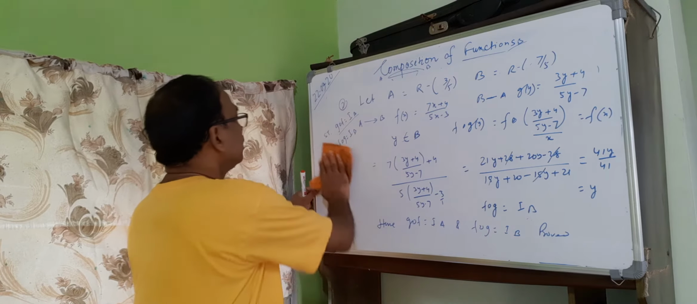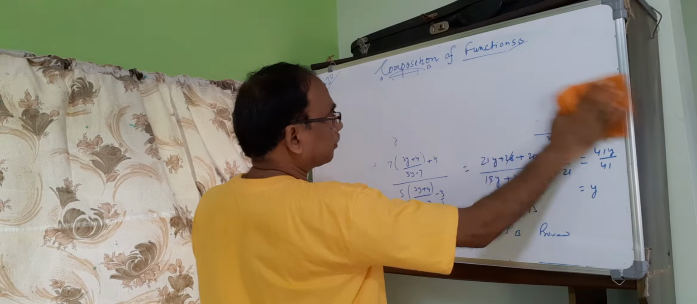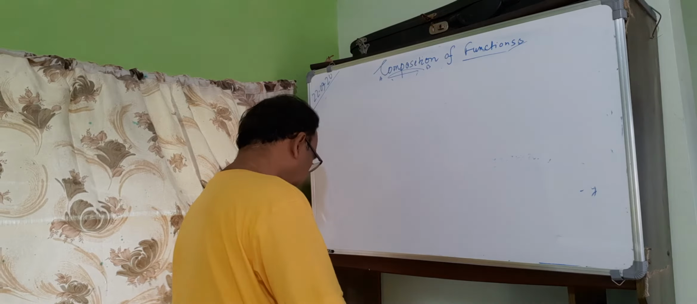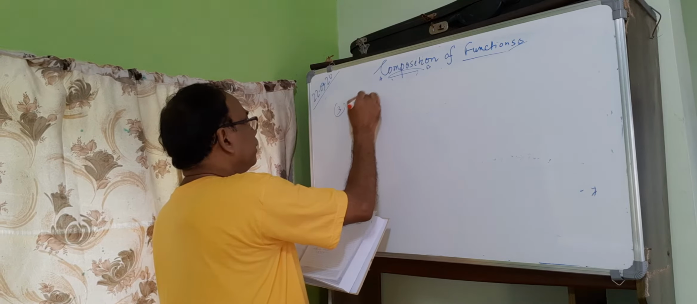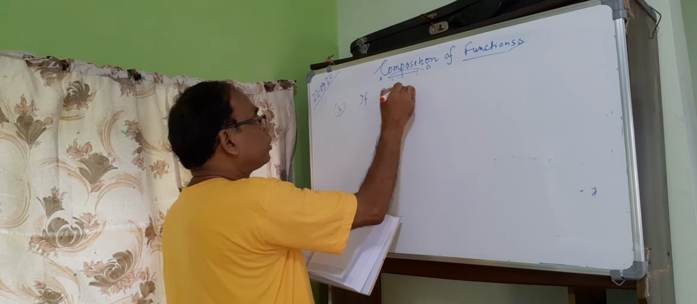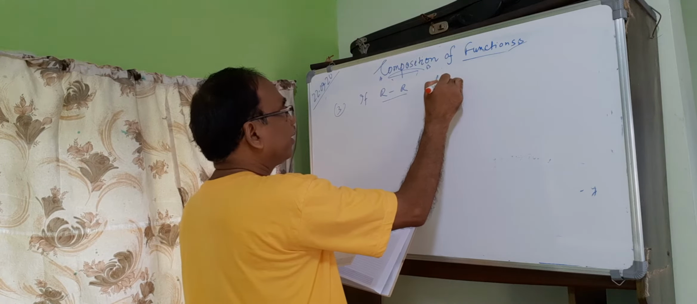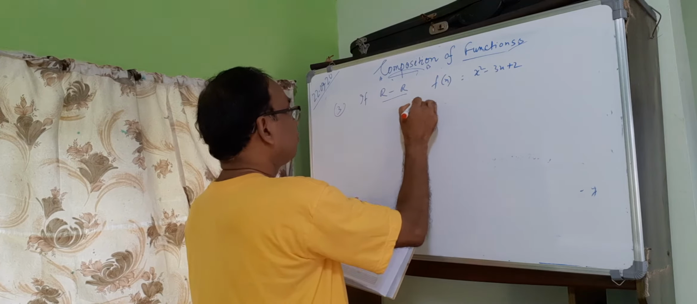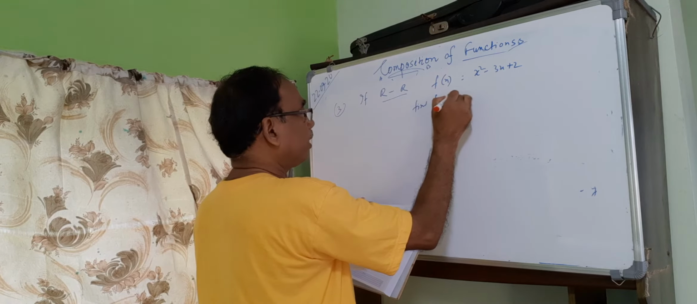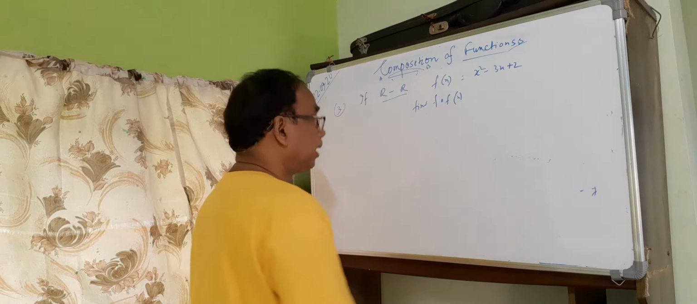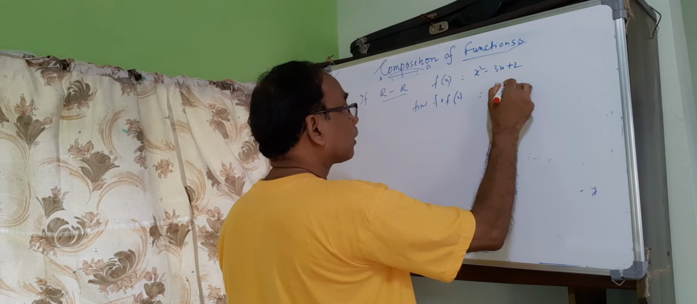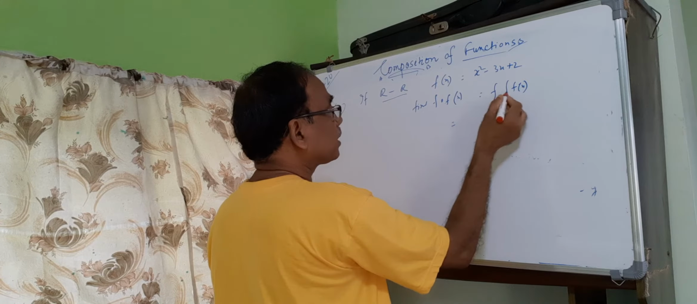Now let's do the next sum, sum number 3. If f is a function from real numbers to real numbers, f(x) equals x square minus 3x plus 2, find f of f(x). Here it is a real number to real number function, and f of f(x) you have to find. What is f(x)? Put it here.